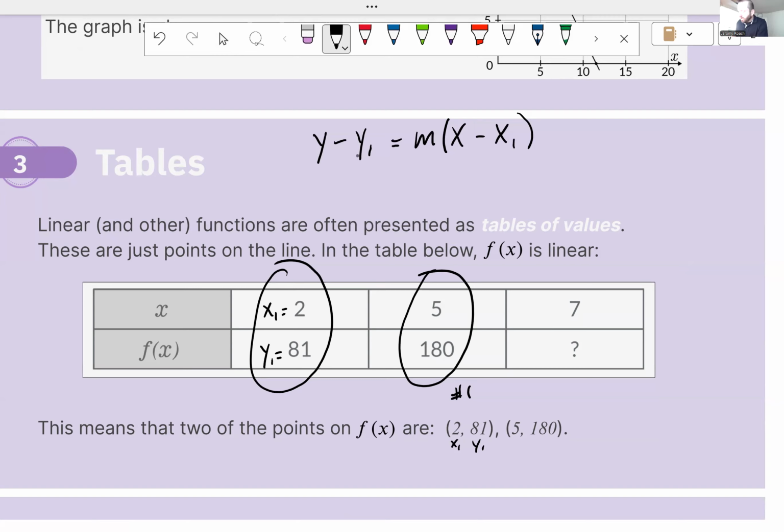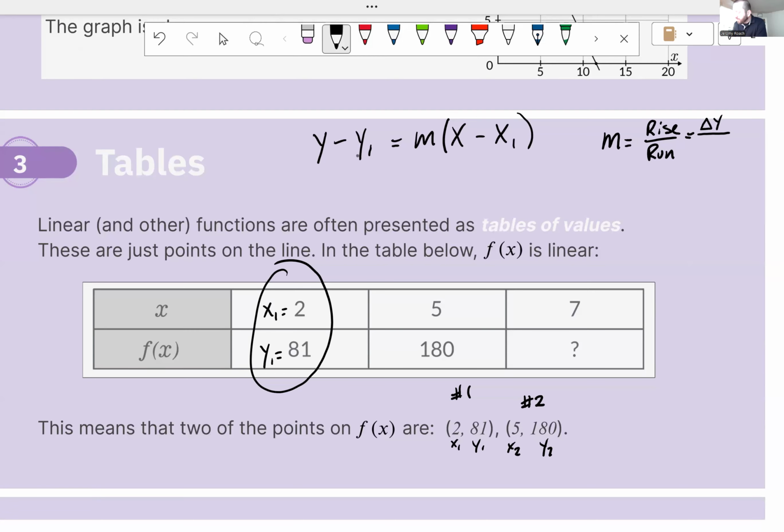The next point on here is (5, 180). You can think of that as point number 2. So that's x2, excuse me, and y2. So we really just need these 2 points so that we can figure out what m is. And m is the rise over the run. The rise is how much it goes up and down by, or how much the y is changing by.